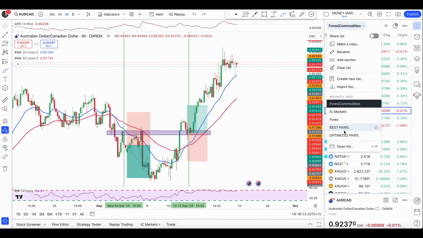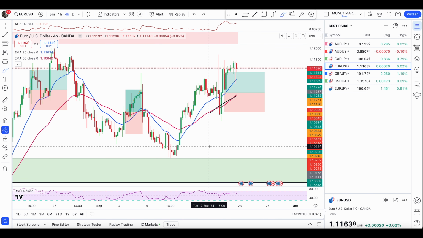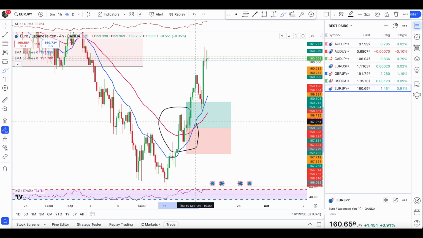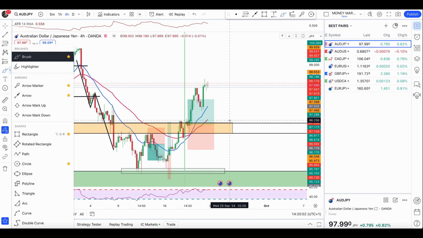Now right here, EURUSD nicely hit my targets. One of my pullback entries which I teach to my students, right here, hitting the targets of my pullback entry that happens above the 50 EMA, followed by a bullish engulfing pattern. Right here, EURJPY, exactly the same as AUDJPY. Right here, a very good example of taking the trades on your own. AUDJPY, this was sent as an alert to my members.